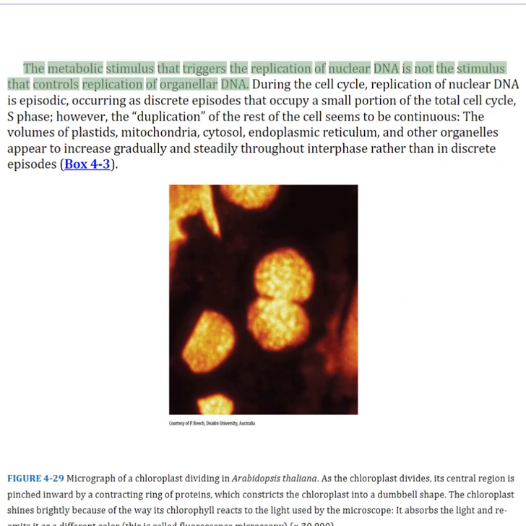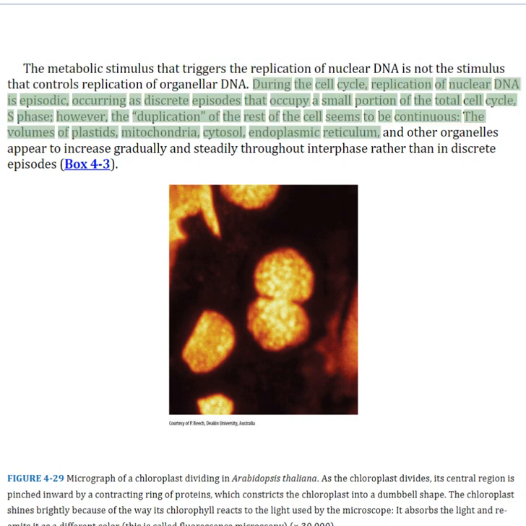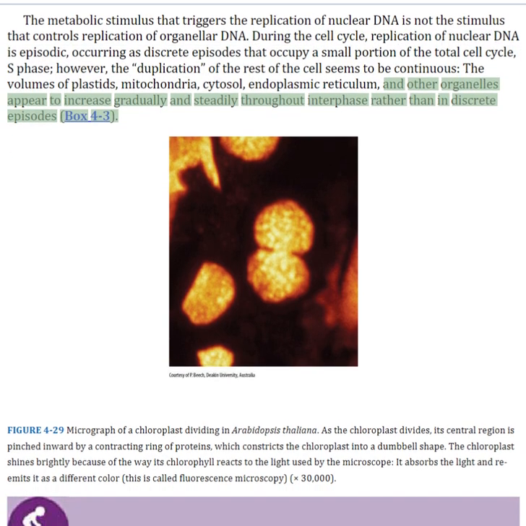The metabolic stimulus that triggers the replication of nuclear DNA is not the stimulus that controls replication of organelle DNA. During the cell cycle, replication of nuclear DNA is episodic, occurring as discrete episodes that occupy a small portion of the total cell cycle, S phase. However, the duplication of the rest of the cell seems to be continuous. The volumes of plastids, mitochondria, cytosol, endoplasmic reticulum, and other organelles appear to increase gradually and steadily throughout interphase rather than in discrete episodes.